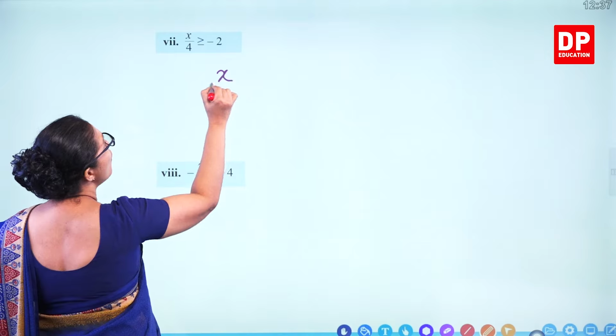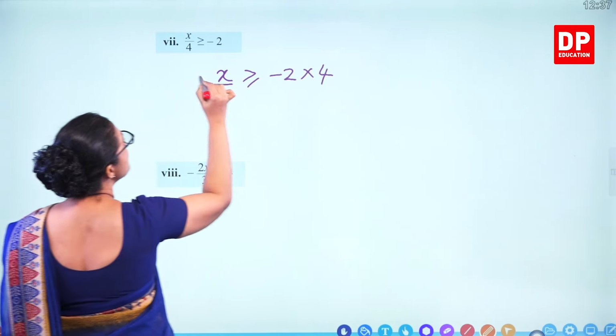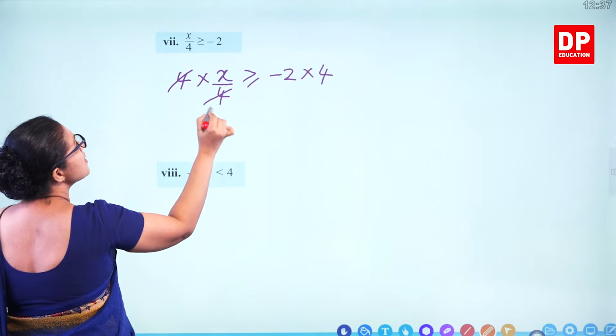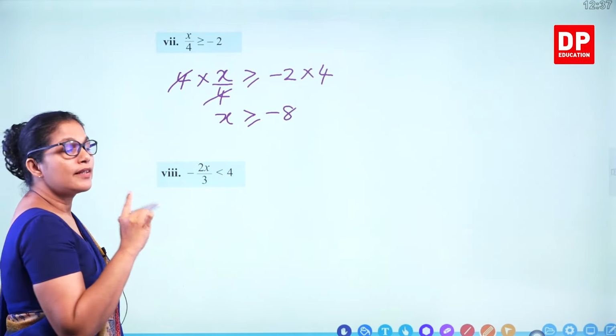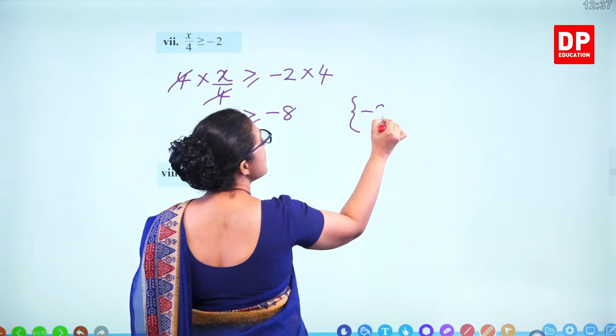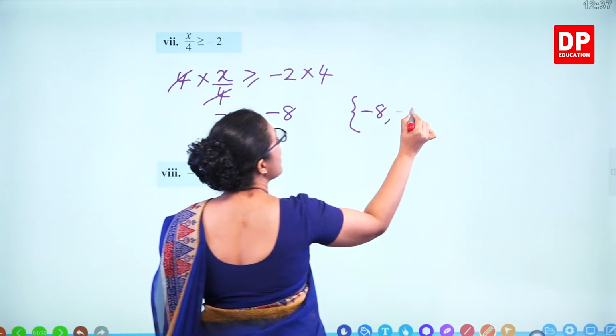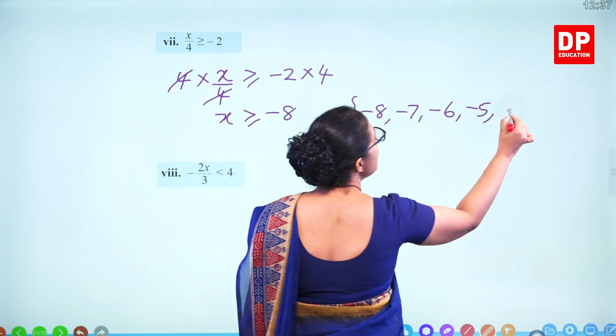x over 4 greater than or equal to minus 2. Multiply both sides by 4. You get x is greater than or equal to minus 8. So any number above minus 8, and minus 8 also included. Minus 7, minus 6, minus 5, any integer.